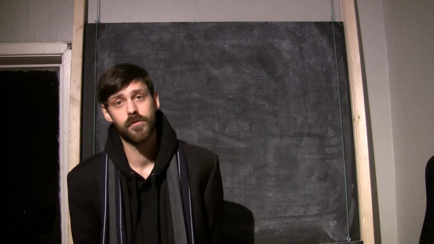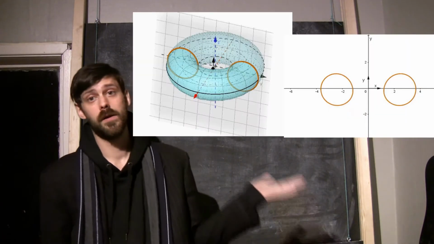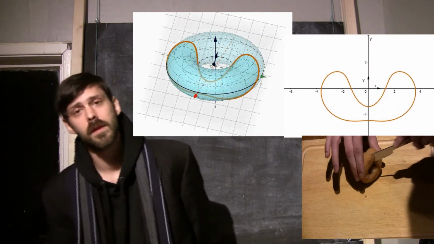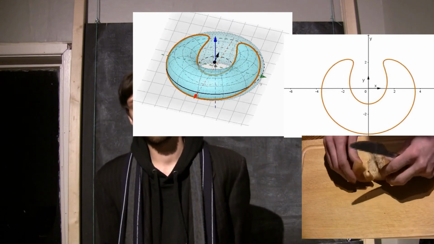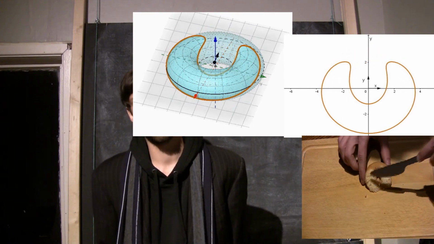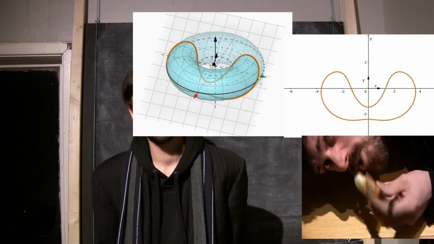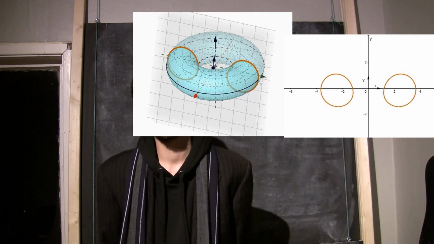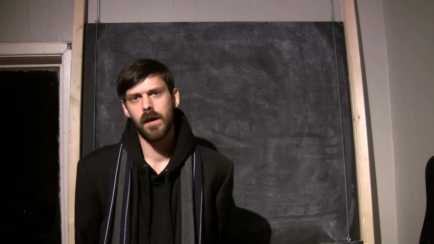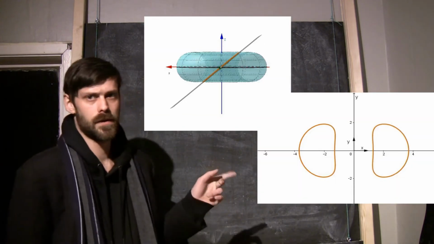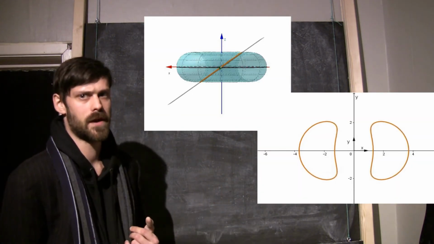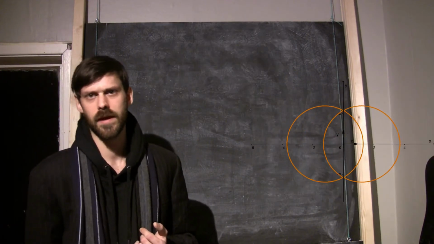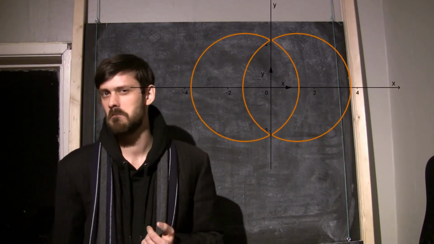Finally, we have the toric sections, where the plane of intersection is oblique to the axis of rotation. There are quite a bit of cases that we could consider, but we're only going to look at one of particular interest, which is the Villarceau circles. And just as the plane of intersection comes down and becomes tangent to the torus at 2 points, we get 2 perfect circles.